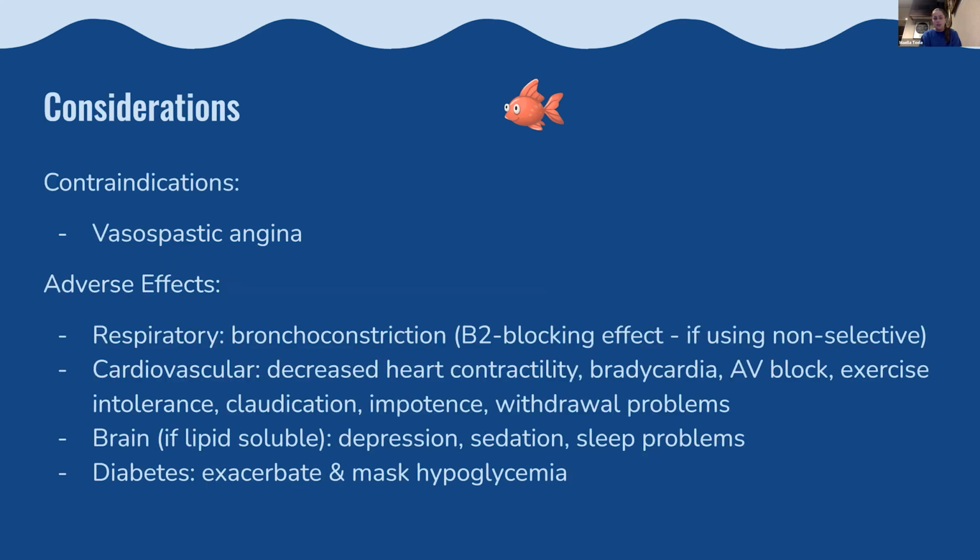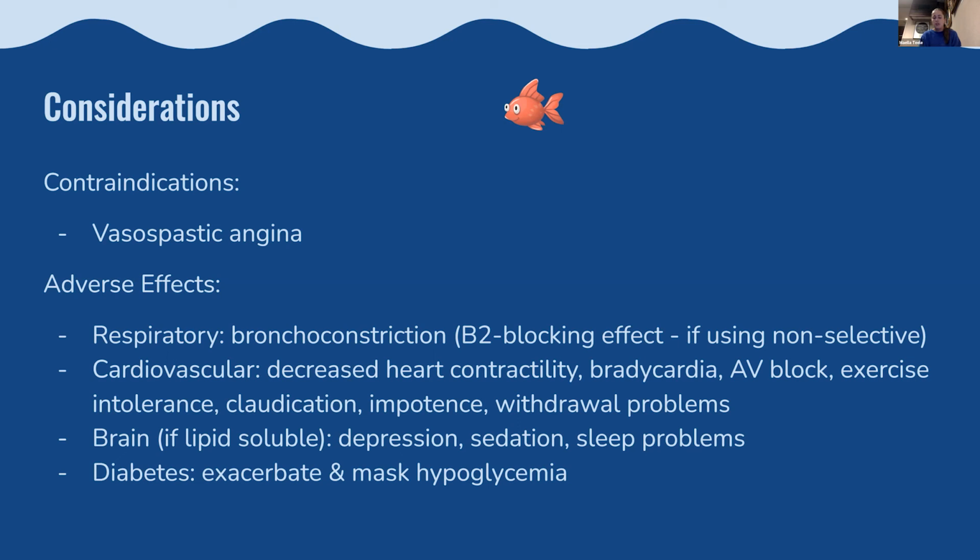So considerations. Some contraindications to consider when using beta blockers: you wouldn't use it for vasospastic angina. And some adverse effects, I've just broken it down into systems. So you've got your respiratory system. Because of the beta-2 blocking effect of our non-selective drugs, we can also have bronchoconstriction because there's a lot of beta-2 receptors in the lungs. So if you're using a beta-1 and beta-2 blocker, then you're really having that effect on the lungs as well. So that's why it's preferable to use the beta-1 blocker.